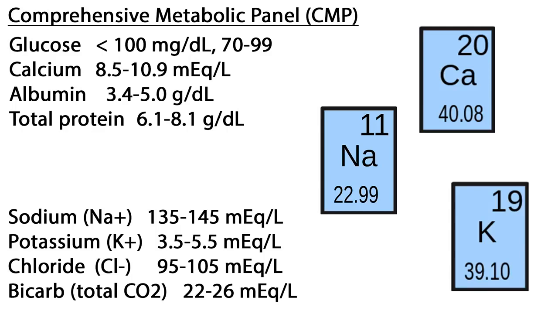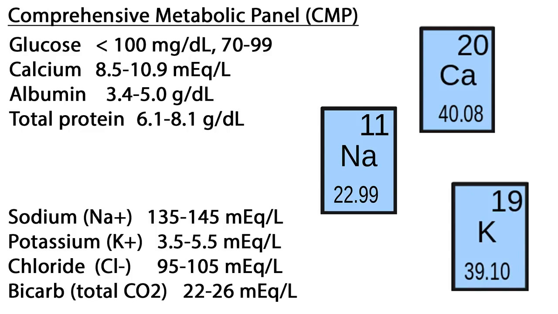Calcium measures the amount of free calcium in the blood, ranging from 8.5 to 10.9 milliequivalents per liter. Albumin is a protein made by the liver that keeps fluid from leaking out of blood vessels, nourishes tissues, and transports hormones, vitamins, and drugs throughout the body. Normal range is from 3.4 to 5.0 grams per deciliter.